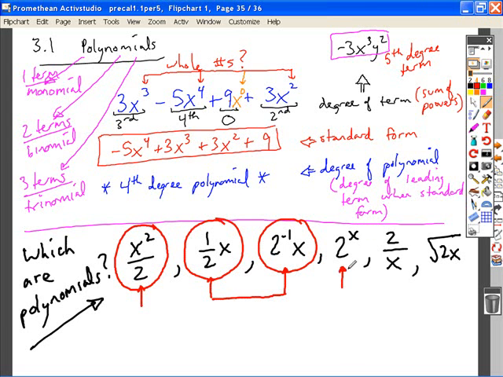What about this one? Now this is an exponential. It has a variable in the power, and so that is not a polynomial. You can't have any variables in the power. They have to be whole numbers.